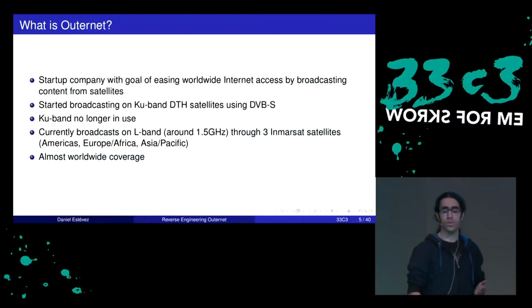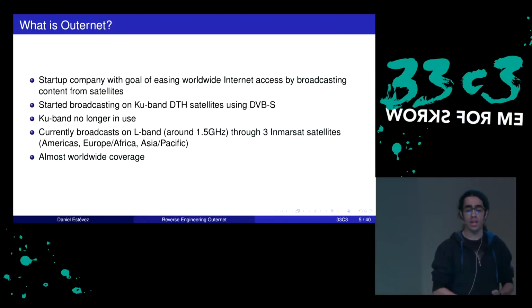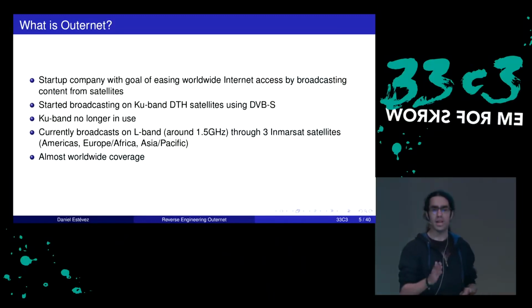So L-band is around 1.5 gigahertz, the same as GPS, more or less, and they now broadcast exclusively through L-band. And they do it through 3 Inmarsat satellites. This is a really large satellite company, which also broadcasts differential GPS information, information for air traffic and so on. So they have these satellites in orbit, and it's just a matter of money to go to Inmarsat and say, well, I want a really small channel on your satellite to broadcast my data. So that's what they did, and they have 3 satellites.